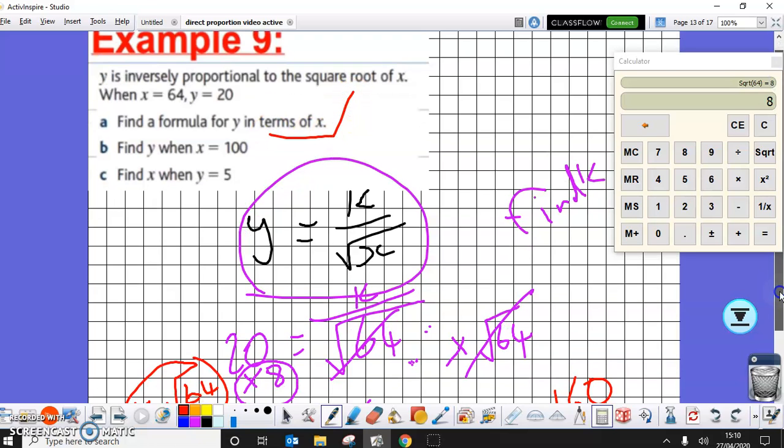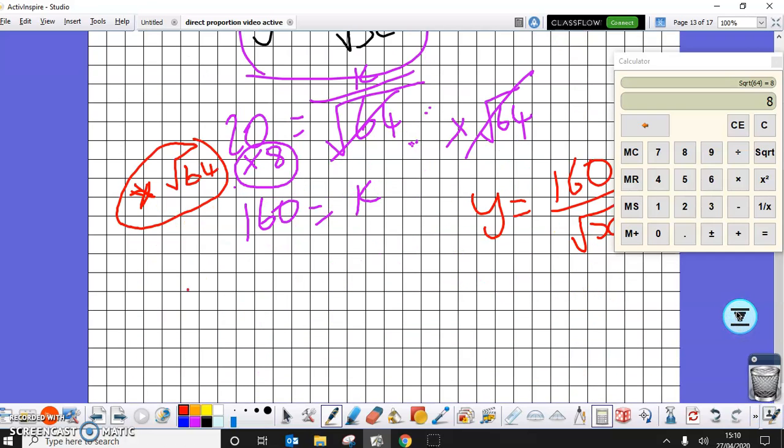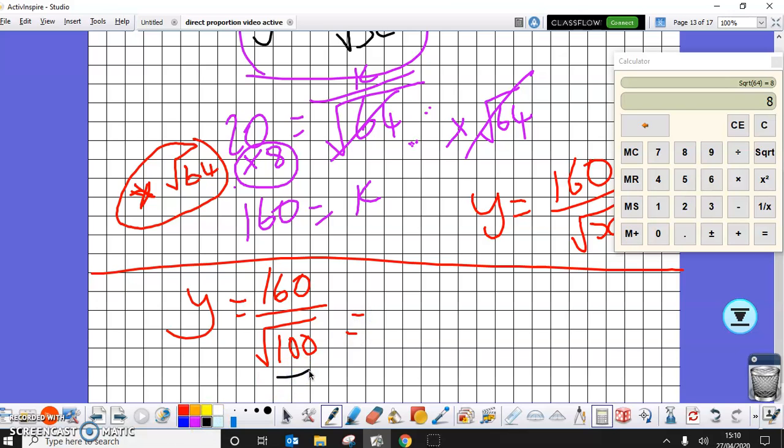B. Find y when x equals 100. So, what is y when x equals 100? So the next line of working would be to do the square root of 100. Y equals 160 divided by 10. So y is going to equal 16. That would be my B.